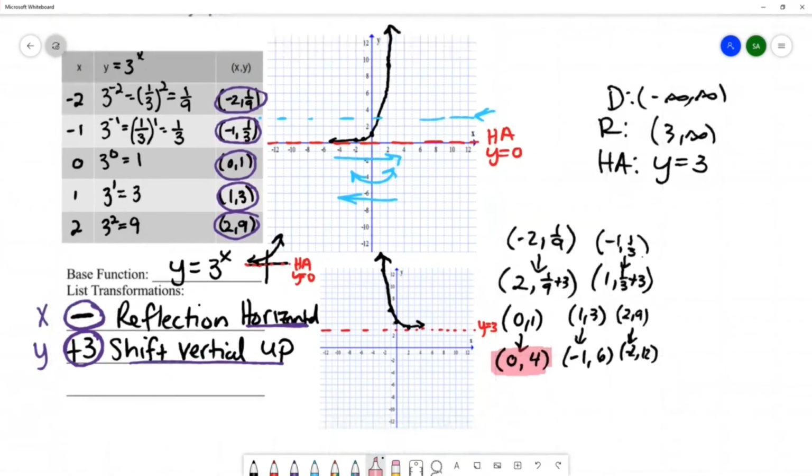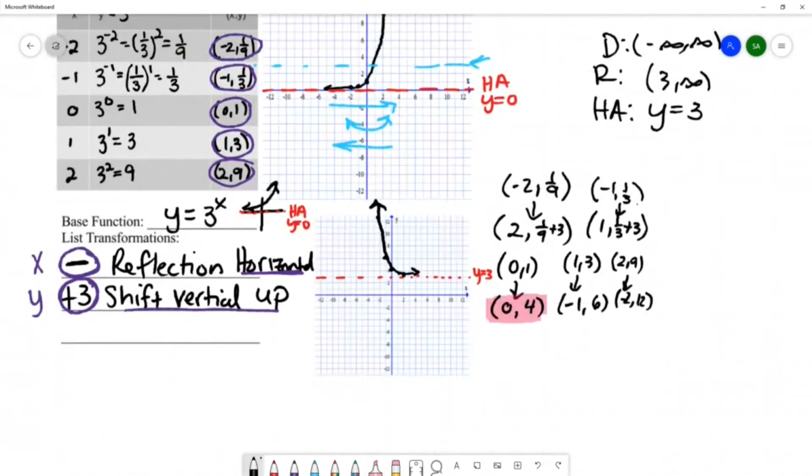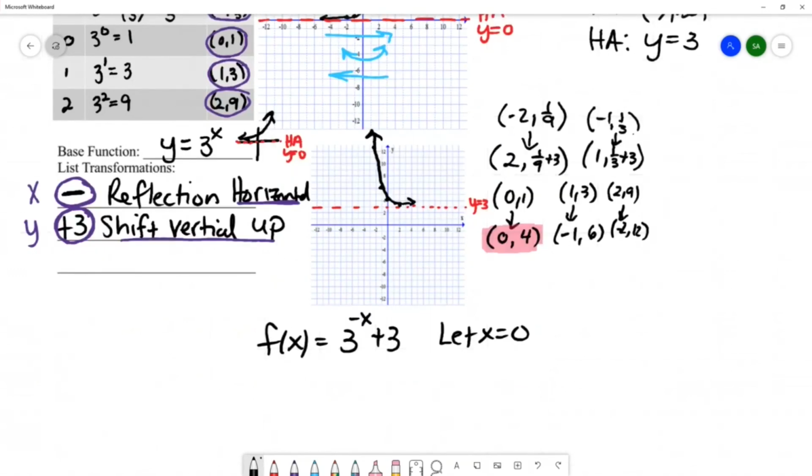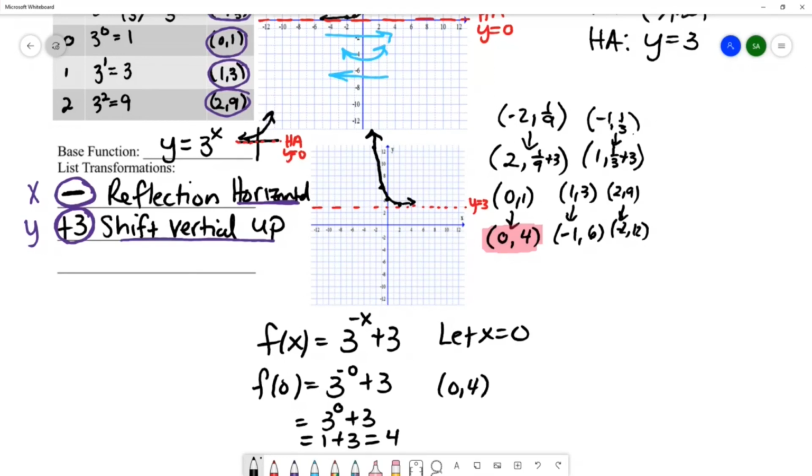So let's do the calculation. Our function is 3 to the negative x plus 3. If we're looking for a y-intercept, we let x equal 0. And that's f of 0 equals 3 to the negative 0 plus 3. Negative 0 is 0. 3 to the 0 is 1. And 1 plus 3 is 4. And so we get the ordered pair 0, 4 being the y-intercept.